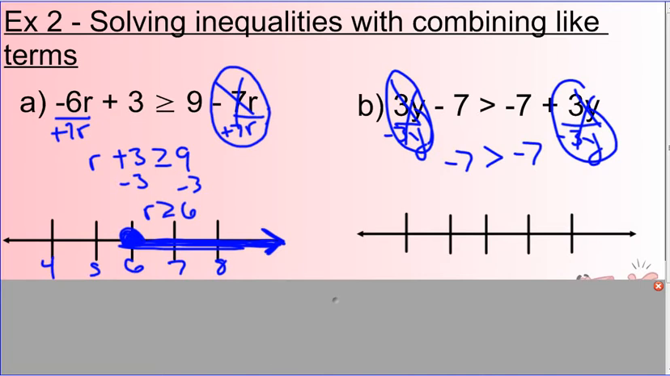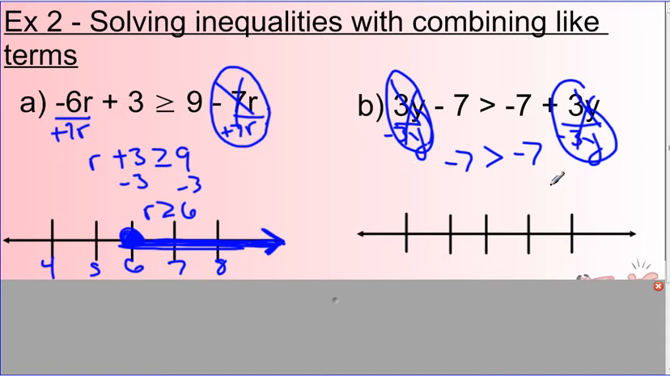Is negative 7 greater than negative 7? No, it's not. It's equal to. It's not greater than. So this problem has no solution. Do you remember having problems with no solution earlier, where after the variables canceled out, you get something that's like nonsense, like 3 is equal to 8? Well, no, 3 is not equal to 8. So we had no solution.